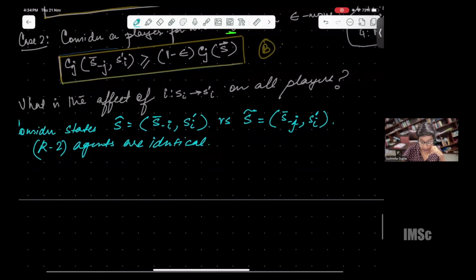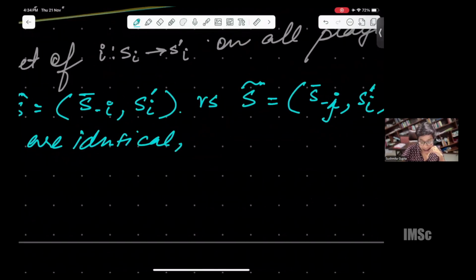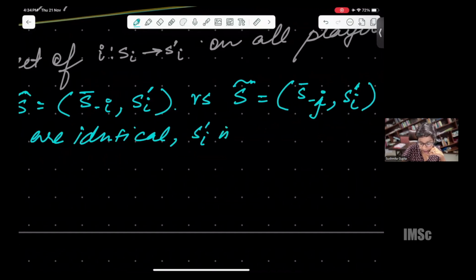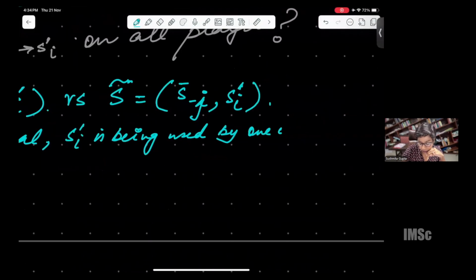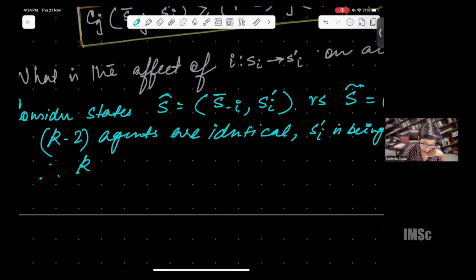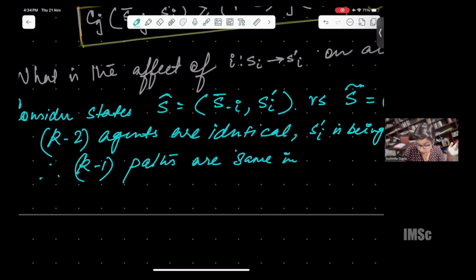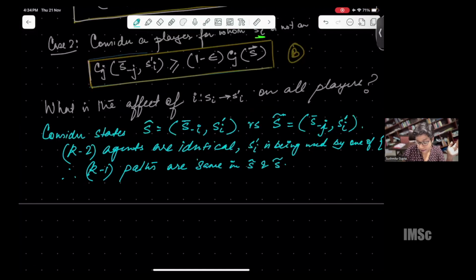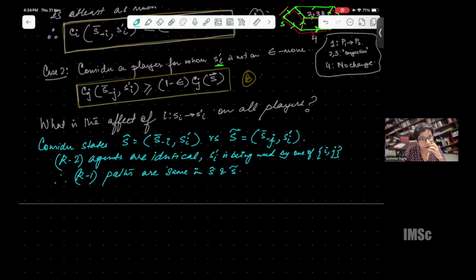So the point is K minus 2 are identical. S prime I is being used in this strategy as well as this. S prime I is being used by one of I or J, correct? Therefore, K minus 1 strategies or paths are the same in S hat and S tilde. Do you agree? K minus 1 paths are the same, right? Okay.